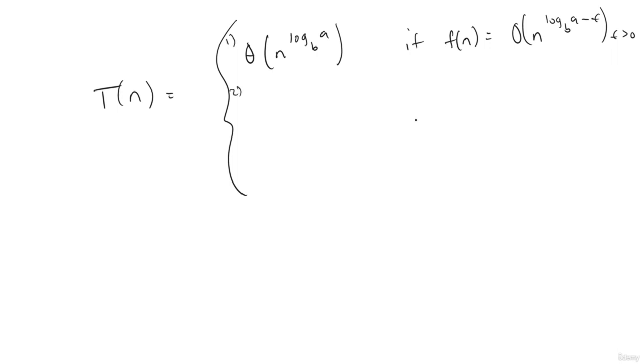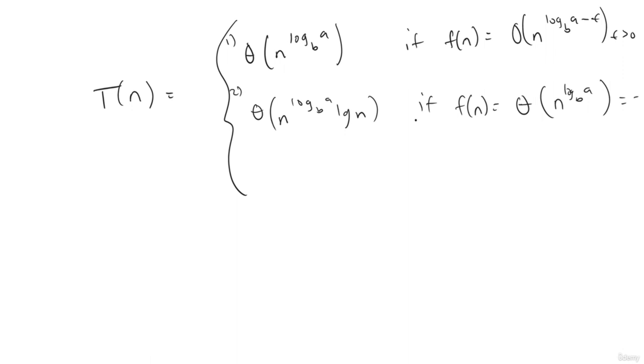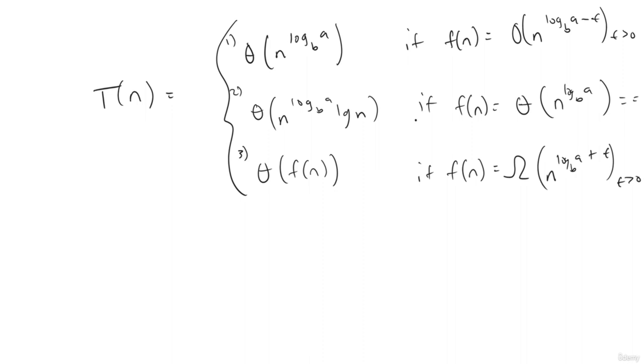Case two is going to be theta of n to the log base b of a times log n, if f of n is equal to theta of n to the log base b of a. It's essentially saying f of n is equal to this. And then case three, it's just going to be theta of f of n, if f of n is omega, lower bounded, remember that, by n to the log base b of a plus some epsilon, for epsilon greater than 0.